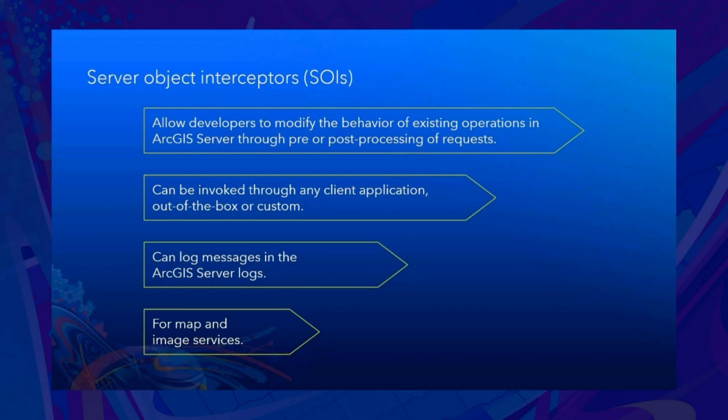SOIs can integrate custom business logic into existing service functions, such as security control, fine-grained user access control, or auditing requirements that are not fulfilled by the default map service. For example, log messages can be created in the ArcGIS server logs with detailed information about the incoming request to the server, including input request parameters and user identities. SOIs can be written for map or image services. And similar to SOEs, an SOI can be created for a specific service or for multiple services.